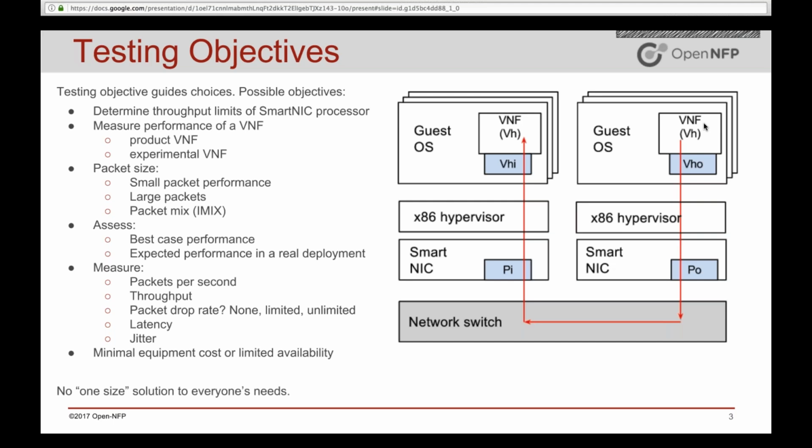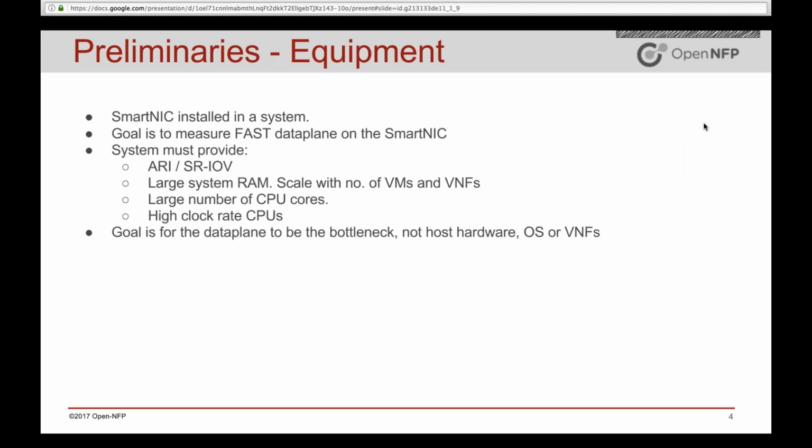There is no one solution to any of these combinations. What you're going to do is going to depend very much upon what your constraints are and what you're going to try to measure. But what we're going to try to cover is the basics of which characteristics are going to be the most important in doing these measurements. So obviously you'll need a system with a NIC installed, and in our talk we're going to focus on measuring the data plane, a high-speed data plane going through the SmartNIC.